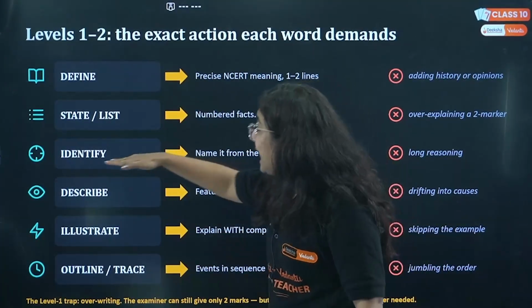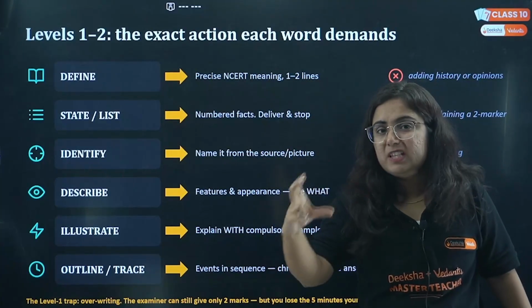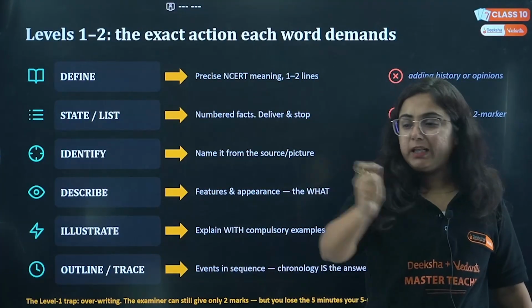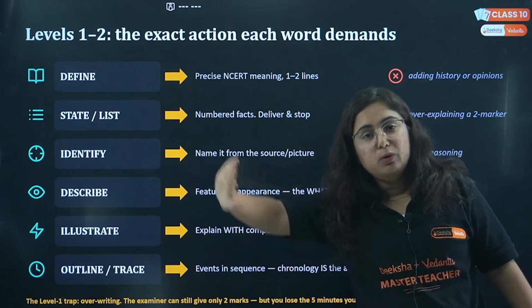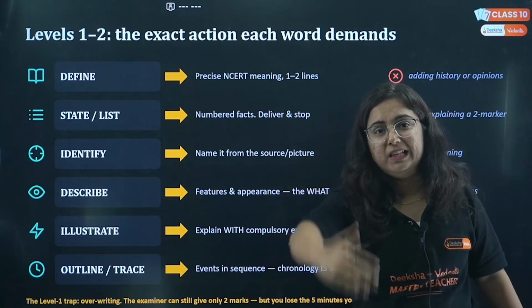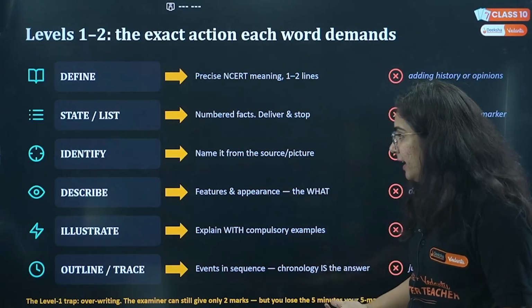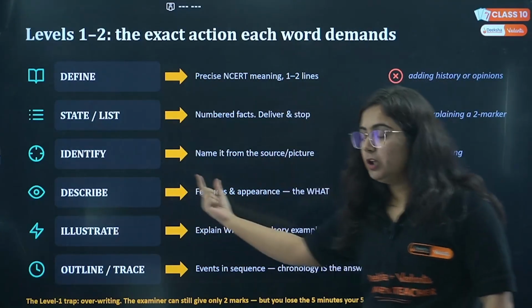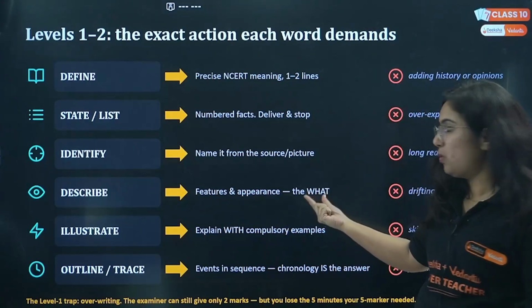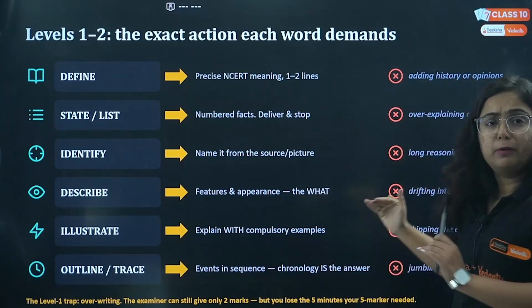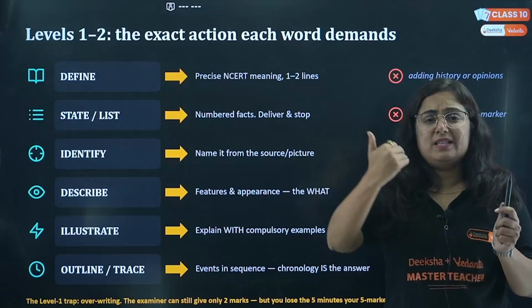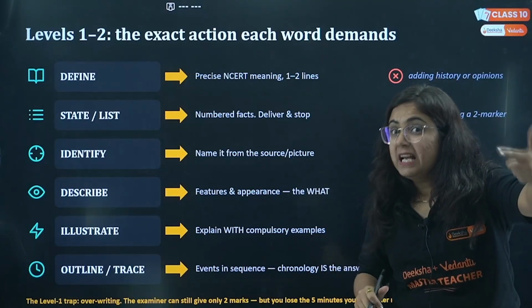Then we have identify. There are a lot of picture-based questions asked in your exam. Identify this: you identify and then move to the question. Do not start explaining the event when not required. Again, describe: as I told you, you have to write the features and the characteristics, right? Do not drift into the causes and the consequences. No, that you have to write in what?